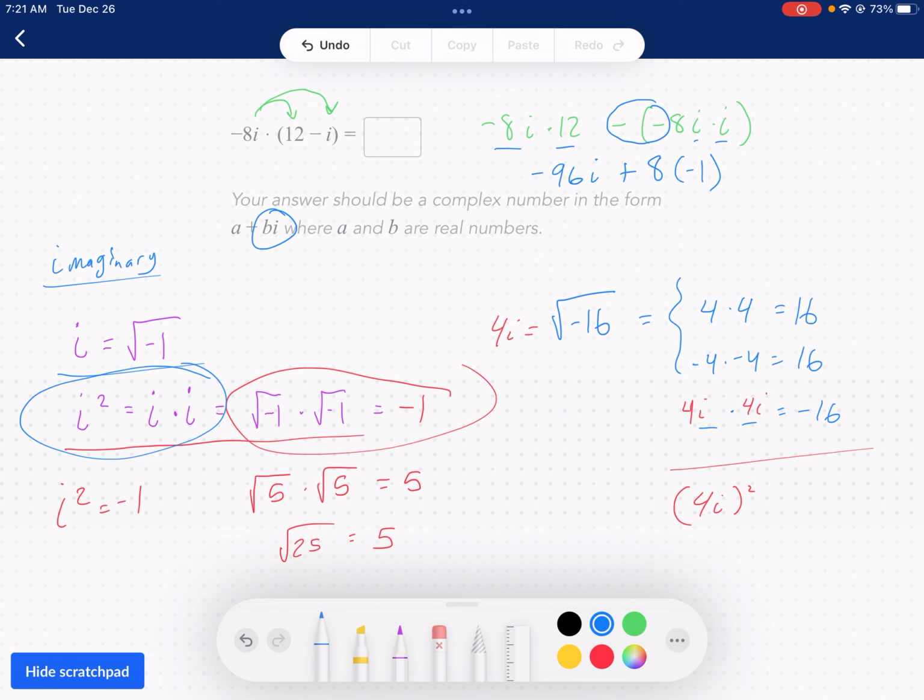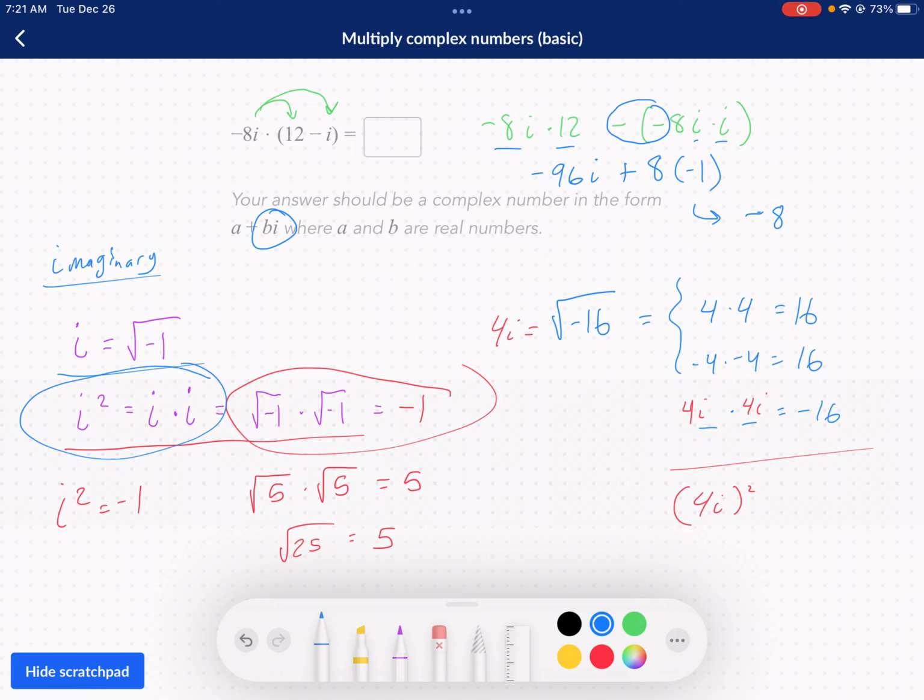What I would like to do is rearrange this a little bit. So I have the negative 8 in front now, and then I have minus 96i. That's my answer. Now, a couple things that are tricky. One, we have two negatives to start. It becomes a positive, and because of the i's, it becomes negative again.